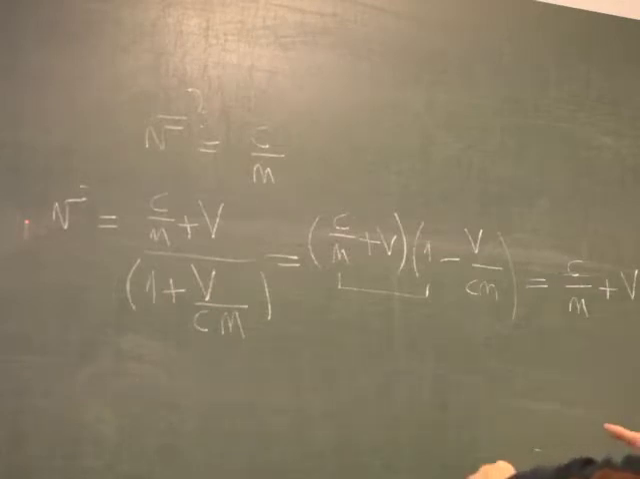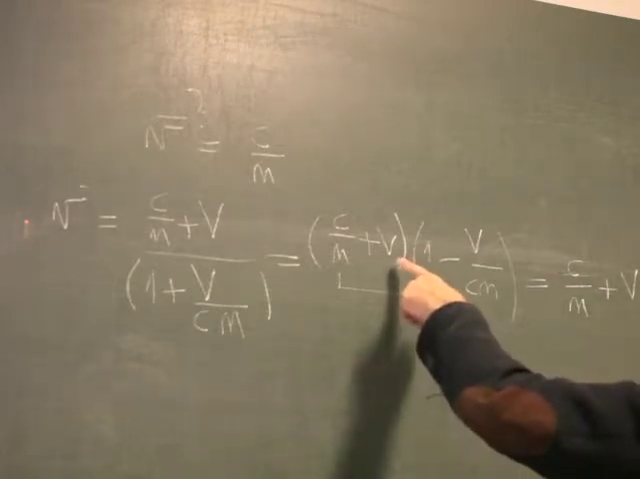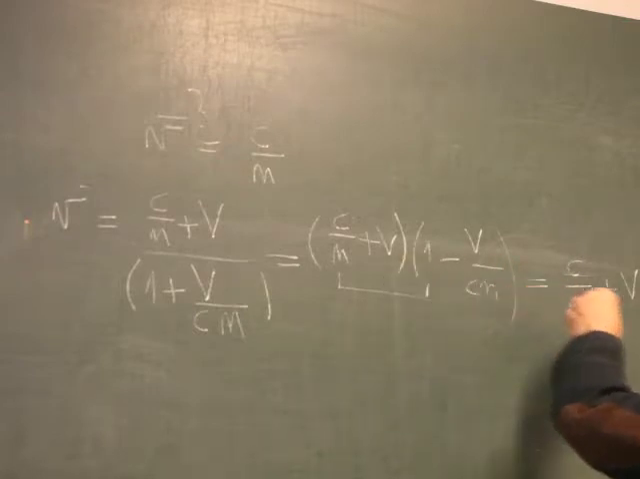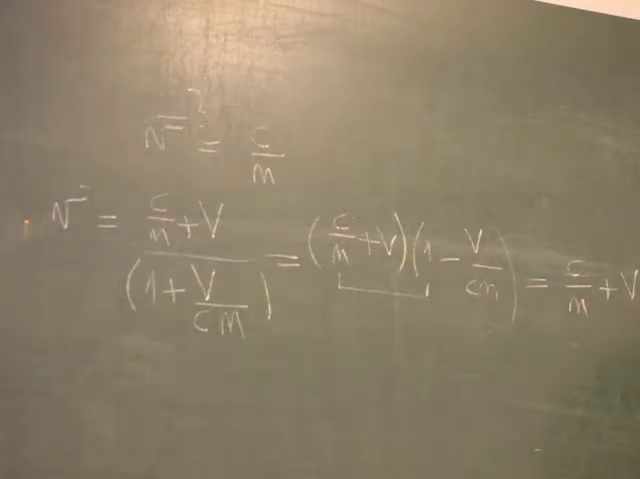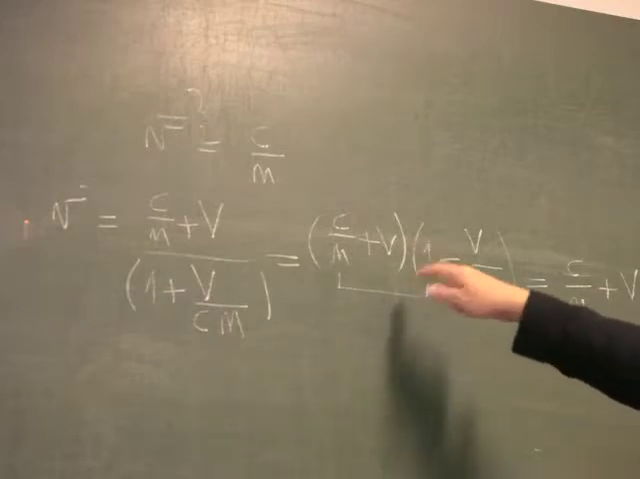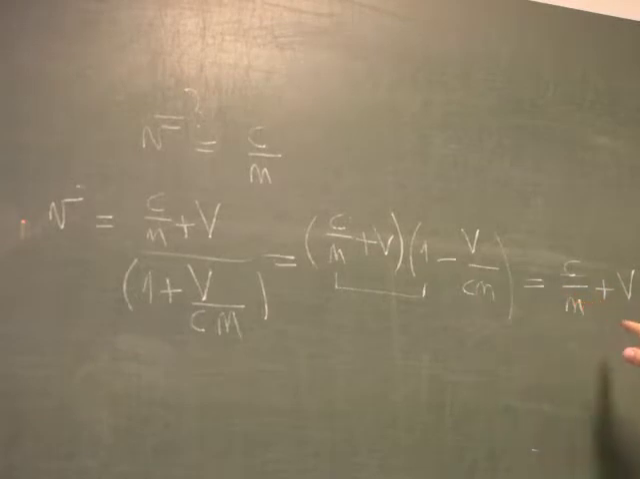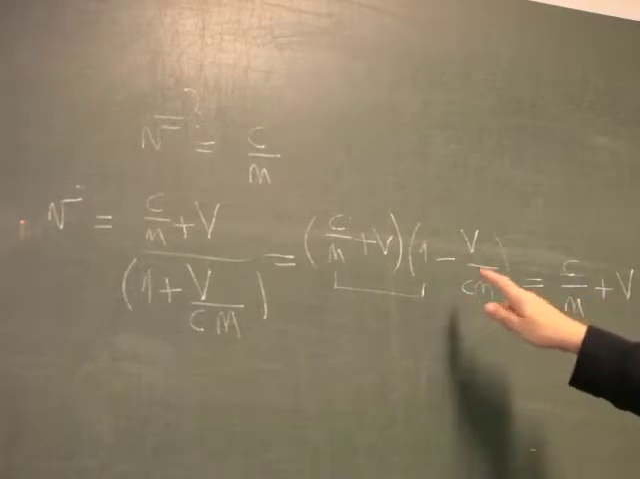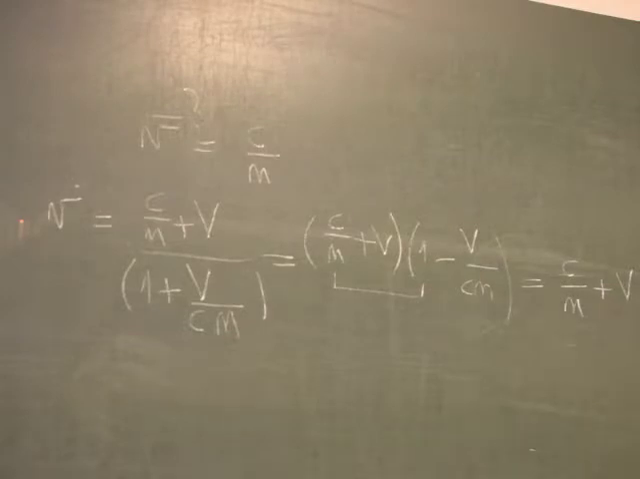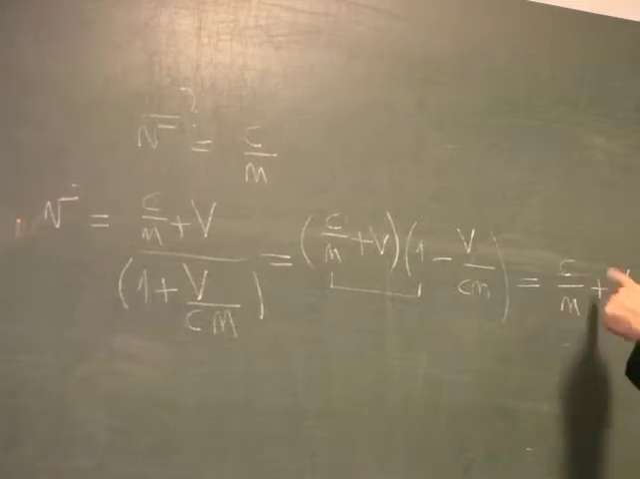And finally, minus v square over c times n. Is it correct? So c over n plus v, then minus v over n square, and then minus v square over c. Do you agree that, well, this is very, very huge.